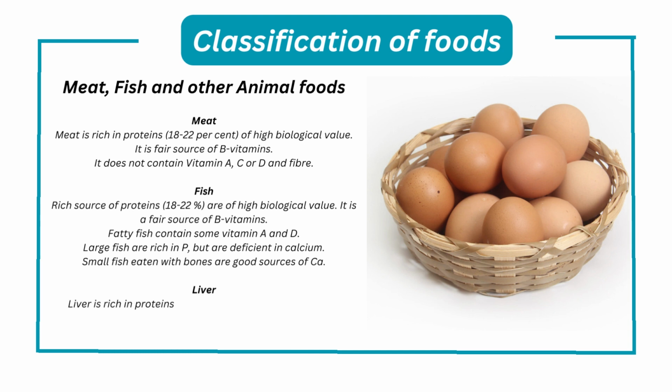Liver. Liver is rich in proteins 18 to 20%, vitamin A and B complex. It is the richest natural source of vitamin B12 and iron.